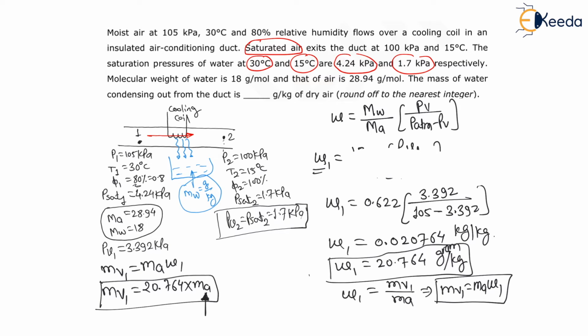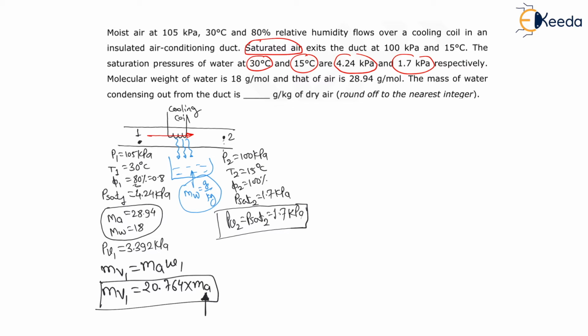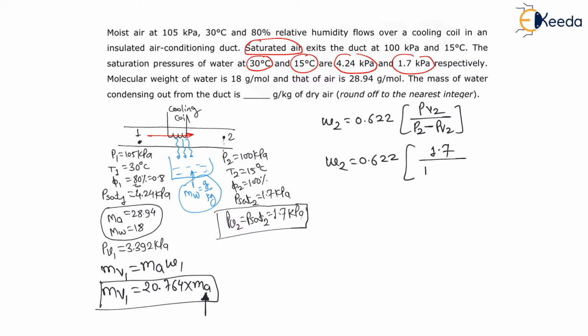Right. Now, my dear students, once the specific humidity at 1 is calculated, let us solve for specific humidity at 2. Similarly, the formula to find specific humidity at 2, that is omega 2, is 0.622 into PV2 divided by P2, total pressure at 2, minus PV2. This is how we have to find it. Therefore, specific humidity at 2 is equal to 0.622 into PV2, which is the saturation pressure at 2, that is 1.7, divided by total pressure at 2, which is 100 kilopascal, that we already have written, minus PV2, which is 1.7.